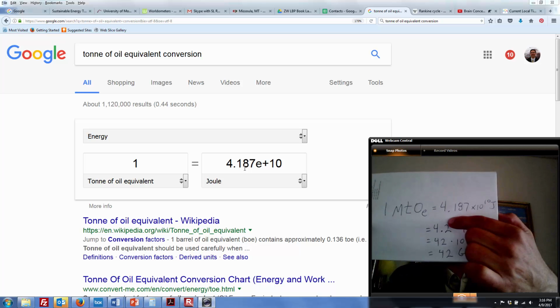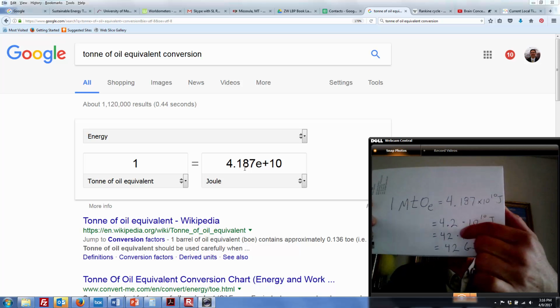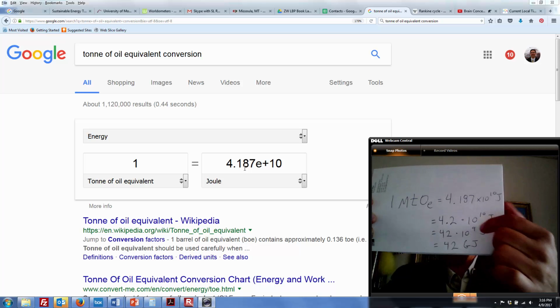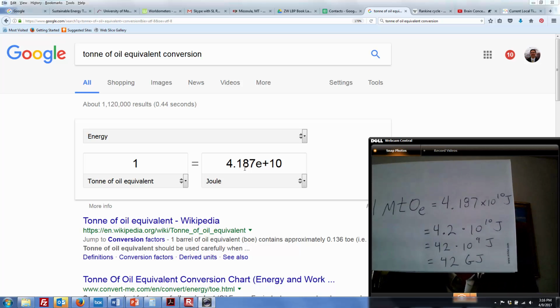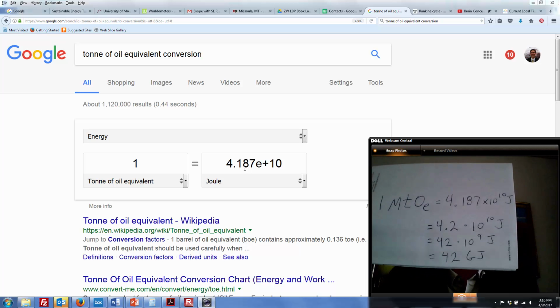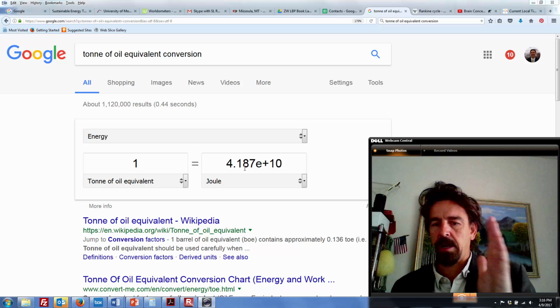Now I moved my decimal. I went from 4.2 times 10 to the 10th equals 42 times 10 to the 9th. So see that? 4.2 times 10 to the 10th equals 42 times 10 to the 9th. I just shifted my decimal, right?